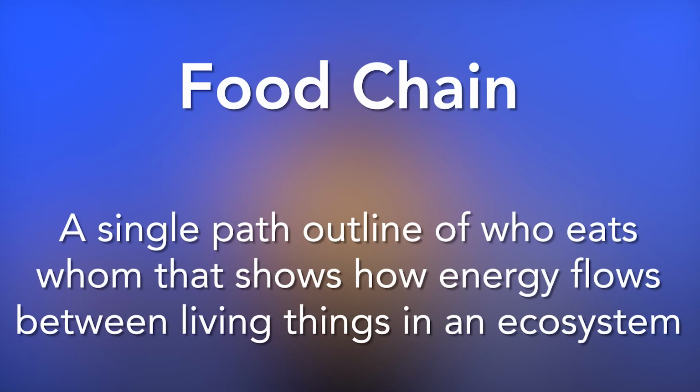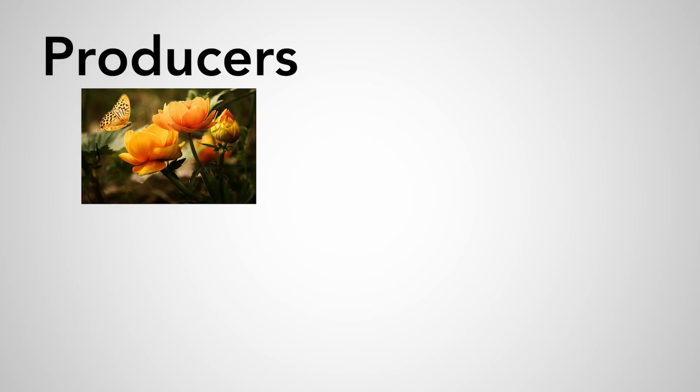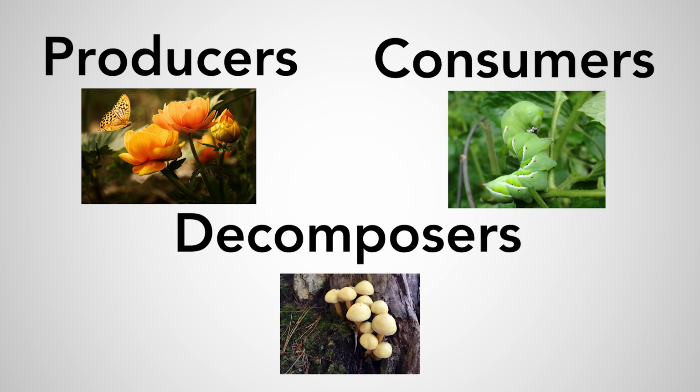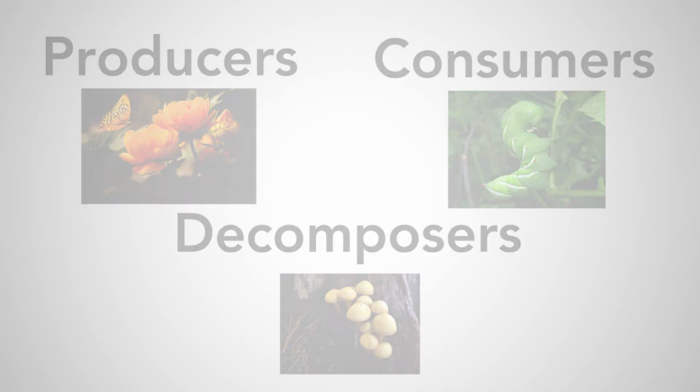A food chain is a single path outline of who eats whom that shows how energy, which is the ability to do work, flows through living things in an ecosystem. Energy in a food chain comes from the sun. A food chain is divided into 3 categories. Those categories are producers, consumers, and decomposers. Today, we're going to focus on producers.